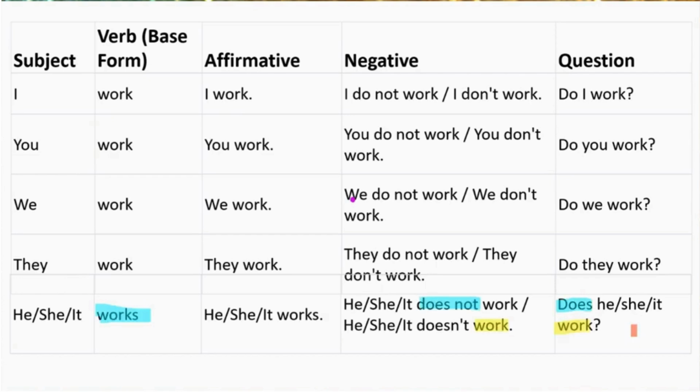Always remember that we use S with the base form of the verb if the subject is he, she, or it, or a singular subject. But we do not add S with the base form of the verb if the sentence is negative or a question. Instead, we add es with do and it becomes does. She does not work. Does she work?